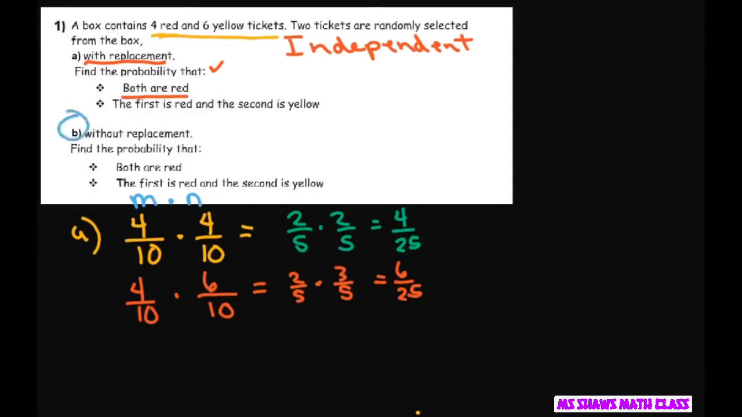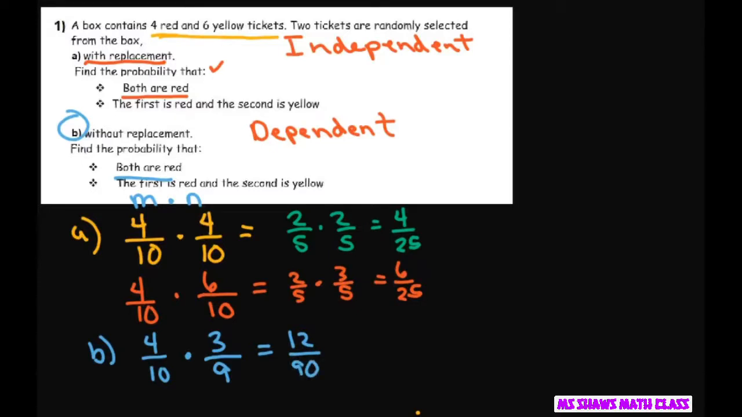Now for B, that's without replacement. That means dependent. Your denominator, when we do this, is going to depend on what we do at the beginning, the first event. So for B, both are red. So the first one is just 4 divided by 10, but you don't put it back. So if you do 4 out of 10, then you only have 9 tickets and only 3 red left. So that would be 12 divided by 90, which is 6 divided by 45, which equals, divide both by 3, 2/15.